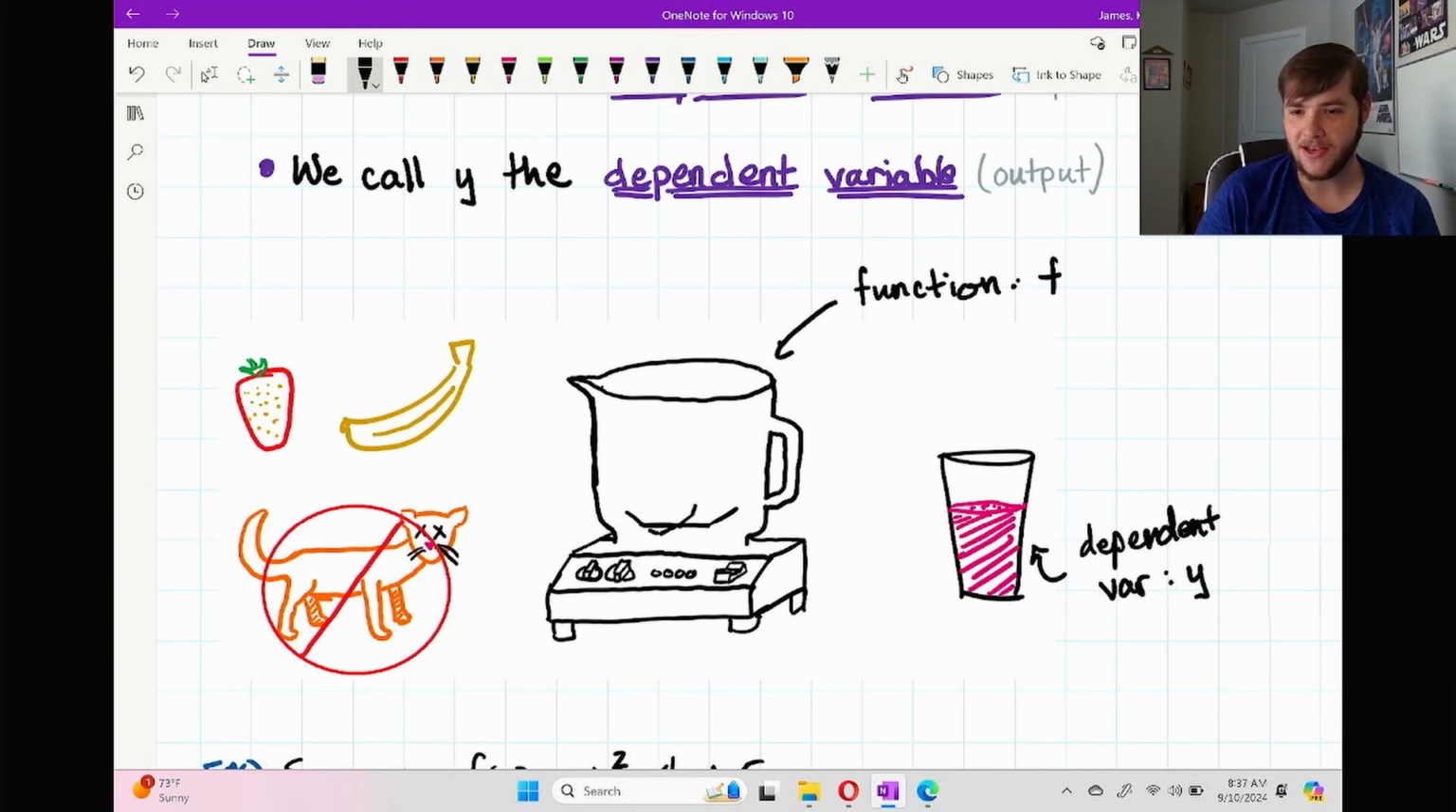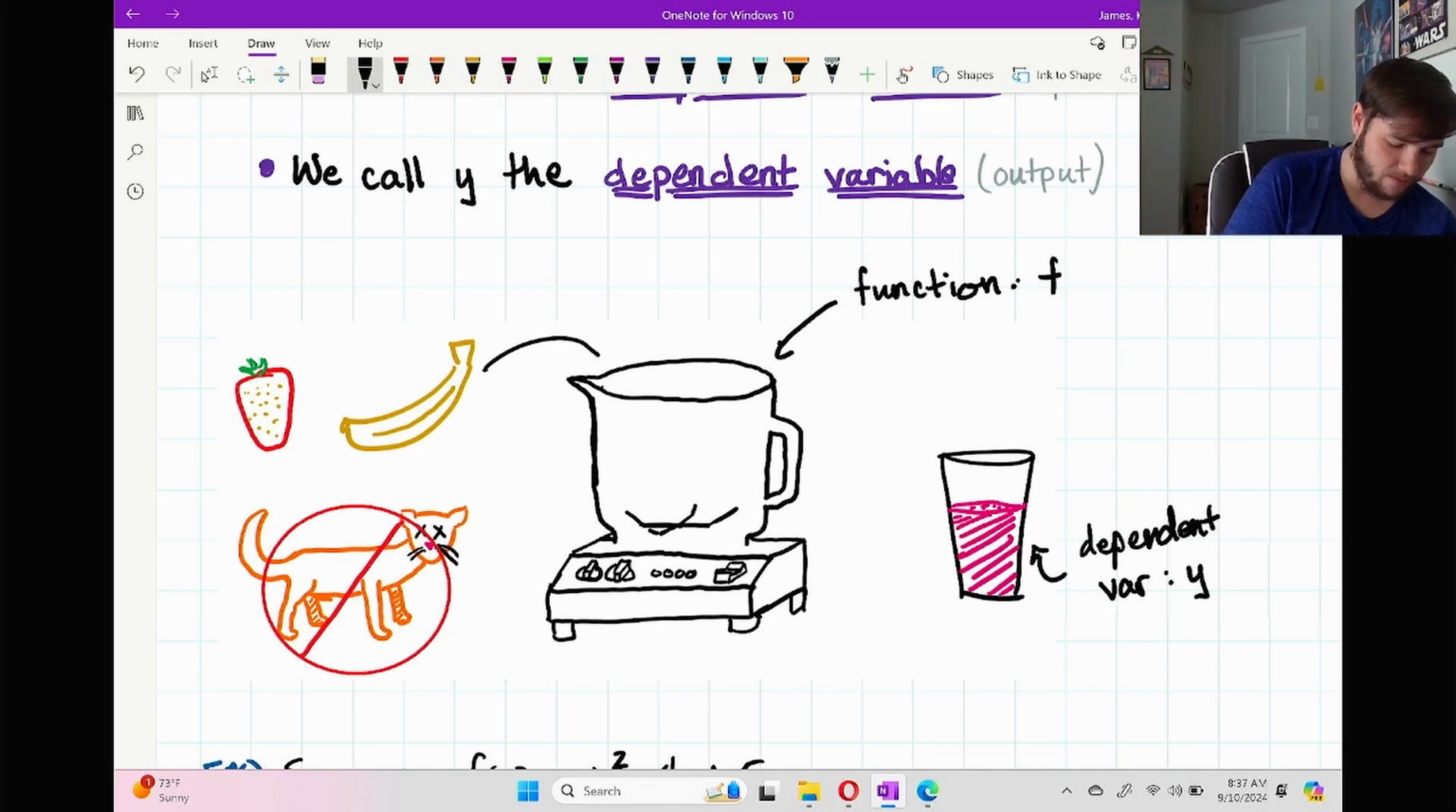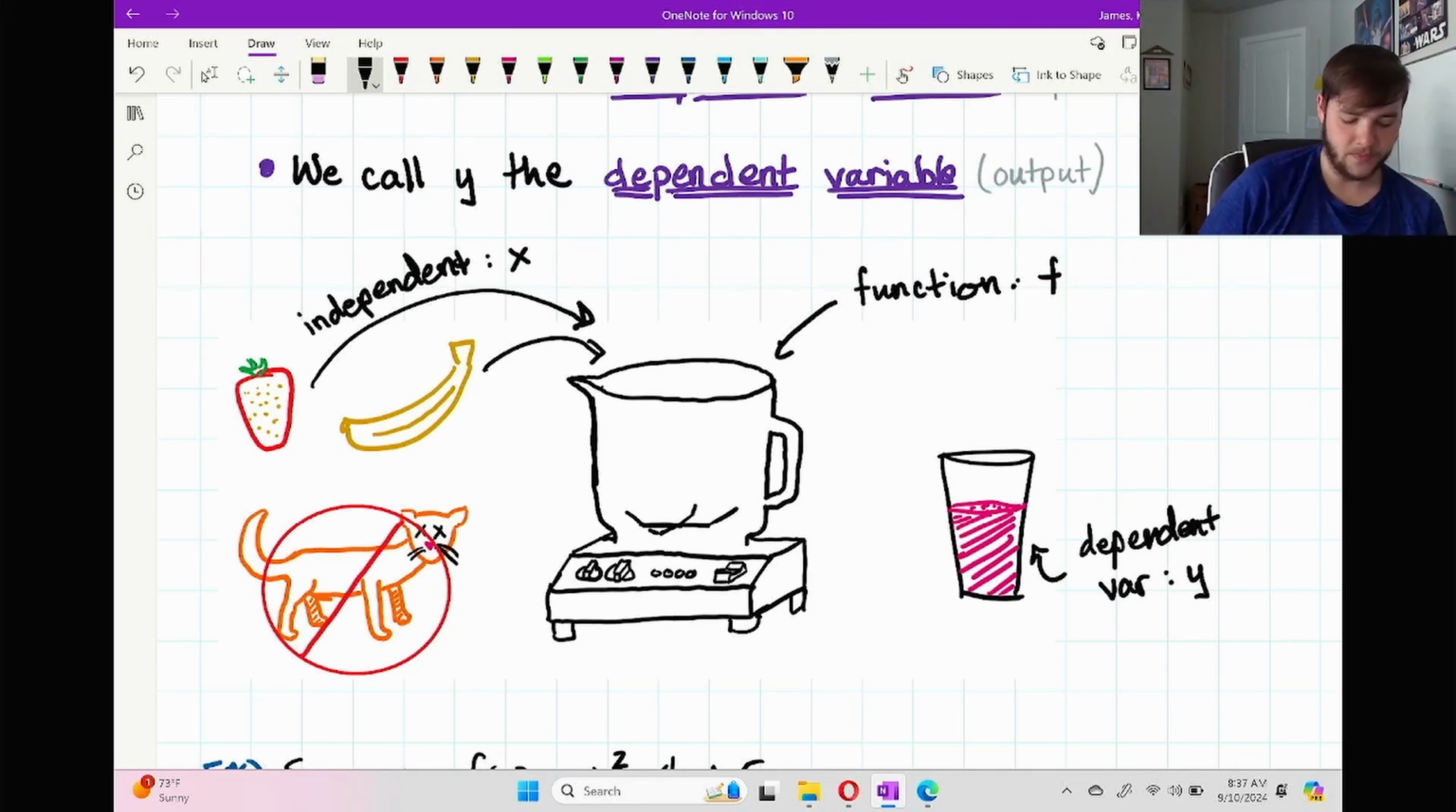Now, how do we get a smoothie? Well, we put in fruits, or sometimes vegetables if you're a health nut, right? So we put in fruits. This would be our independent variable, x, because we can choose whatever kind of fruit we want. The function does some stuff to it. In this case, it cuts them up and smoothens them out, and then spits out the dependent variable, y, right? So the blending happens and out comes the smoothie.